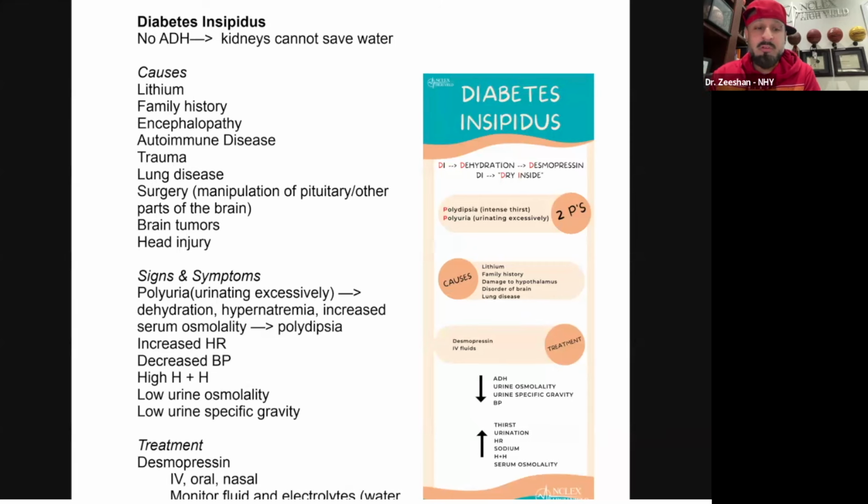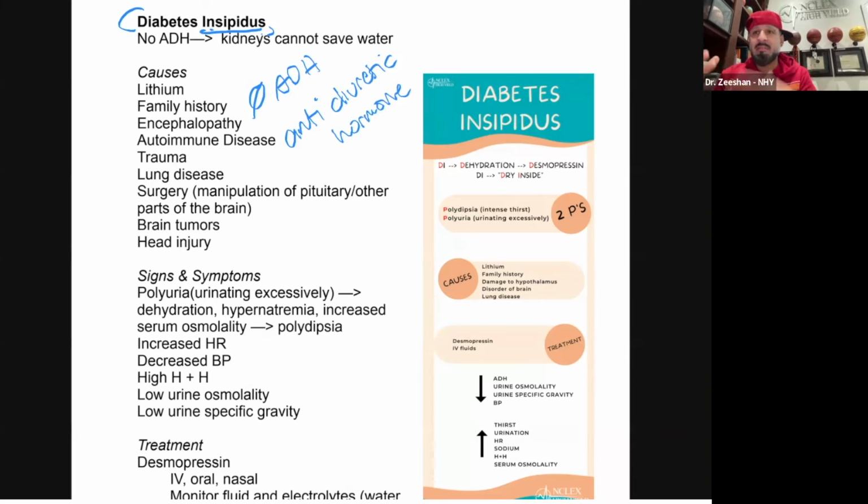So the first one we're going to talk about is diabetes insipidus. In diabetes insipidus, we have no ADH. Well, what is ADH? Let's start from the beginning. ADH is anti-diuretic hormone.